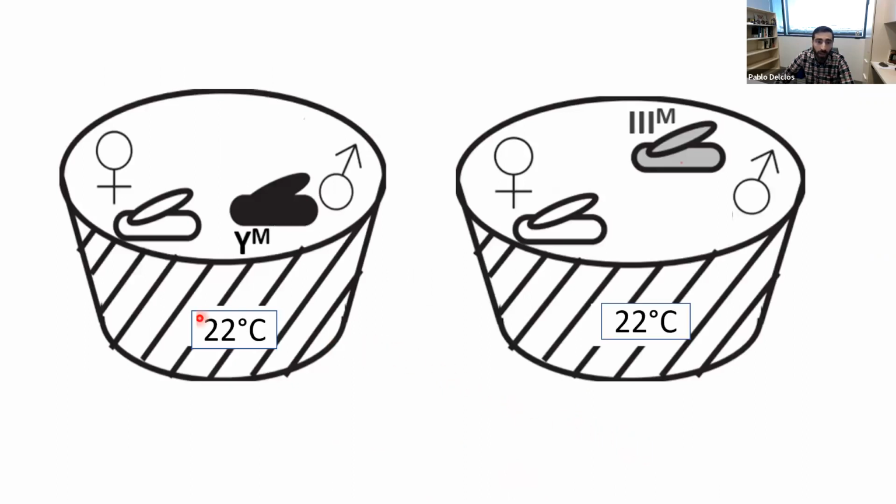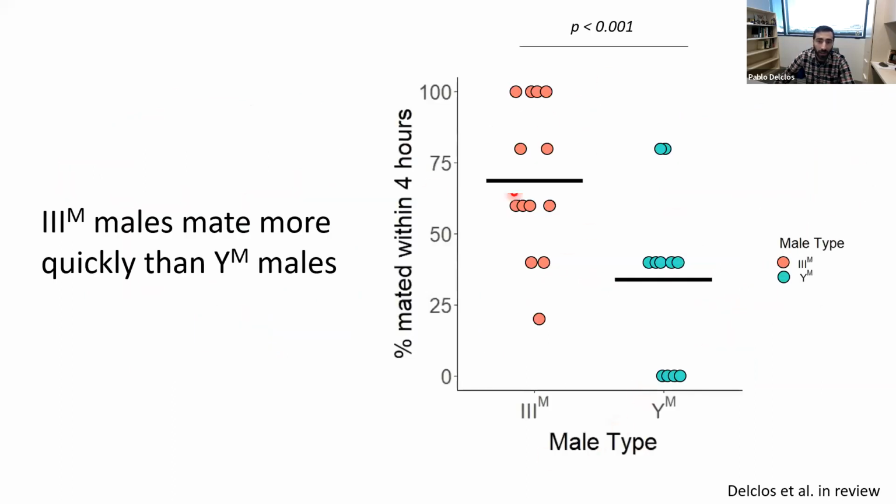And so this time we conducted just single choice assays, similar to those done in the fruit fly experiment, with the hypothesis that 3M males, which again have reduced OBP56H expression, should mate more quickly than YM males. So specifically, we asked, if we conduct these single choice assays, do we see a greater proportion of 3M males mating within the first 4 hours of a trial? And that's exactly what we found.